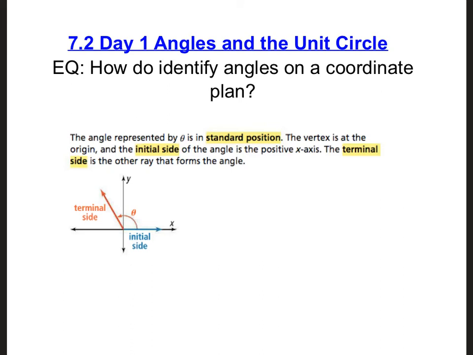Hi everyone, today we're doing 7.2 day 1. We're talking about angles and the unit circle. Your essential question says, how do you identify angles on a coordinate plane? We're going to start by talking about some vocab.